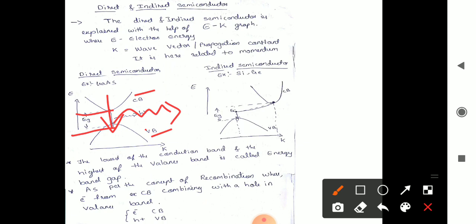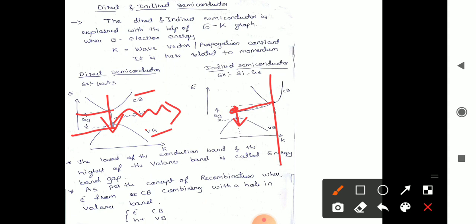Similarly, in the case of an indirect semiconductor, the electron does not fall directly to the valence band. They do not fall directly because the momentum is not the same. They undergo a change in momentum and energy. For that reason, it will select one new position, that is Et. After that, it will come to the valence band. Energy is given up as heat to the lattice over here.